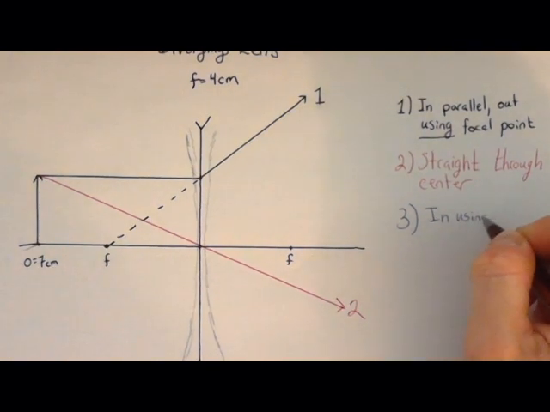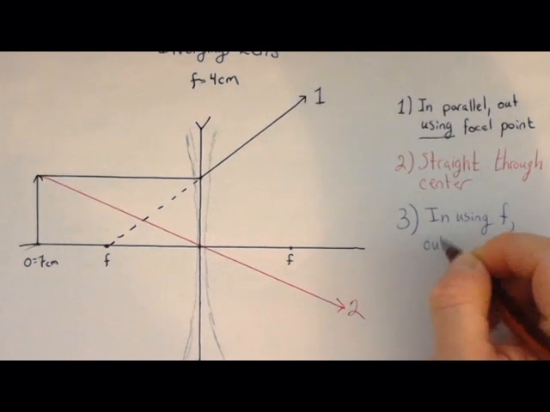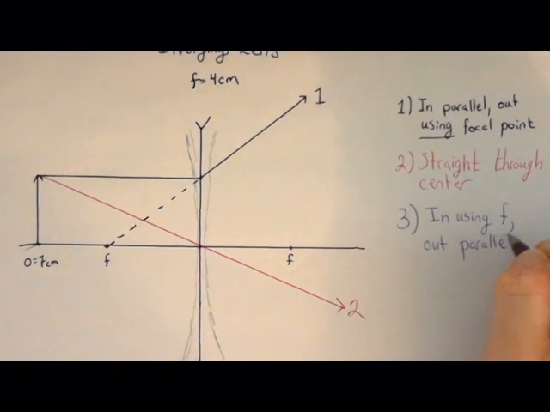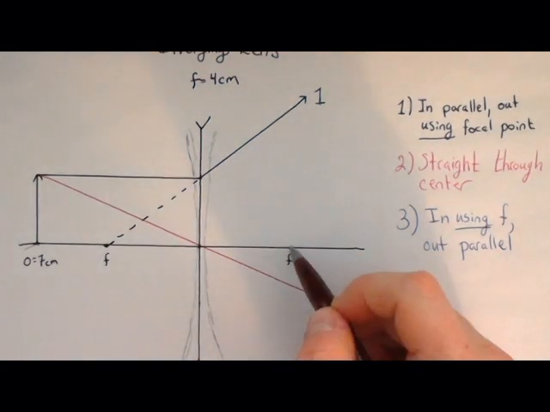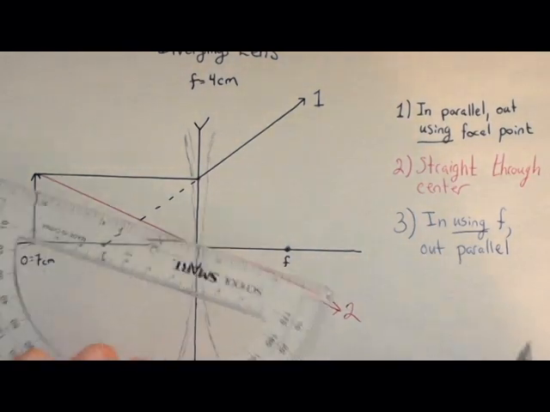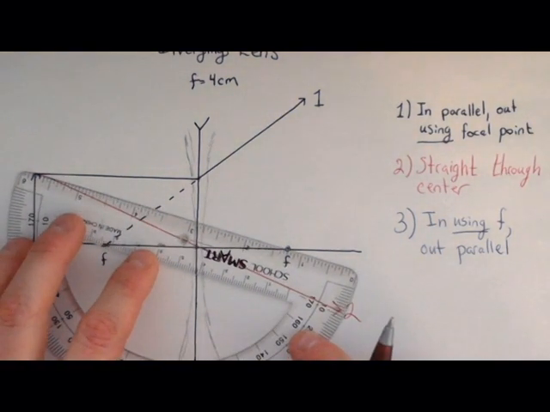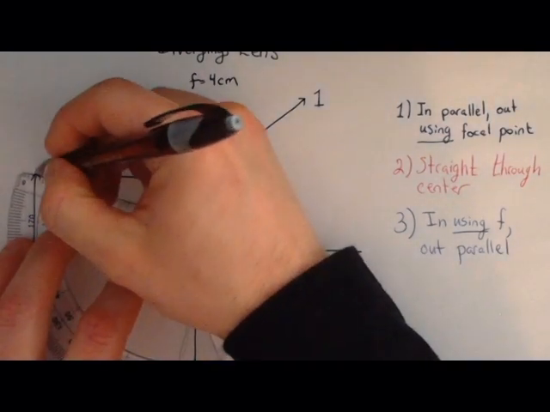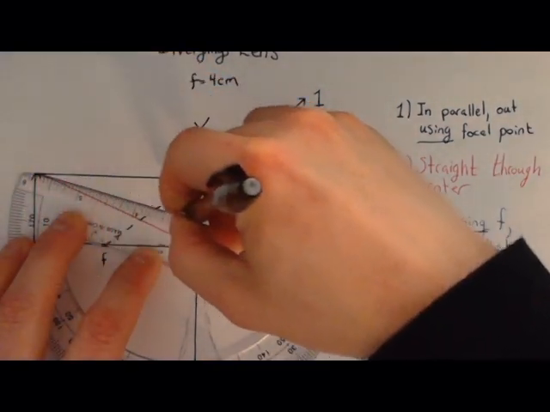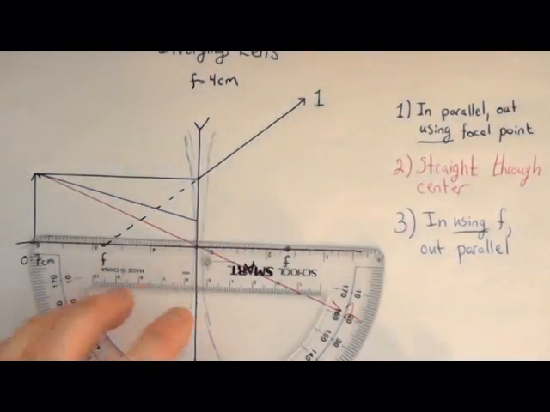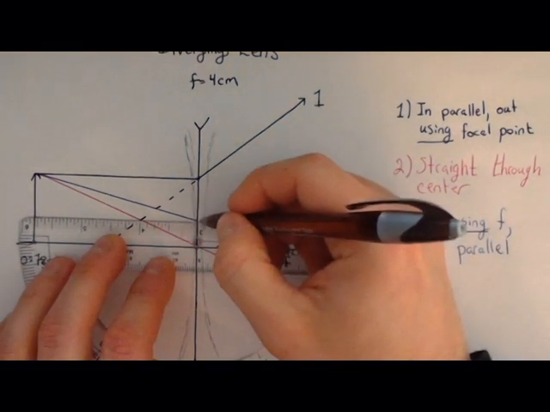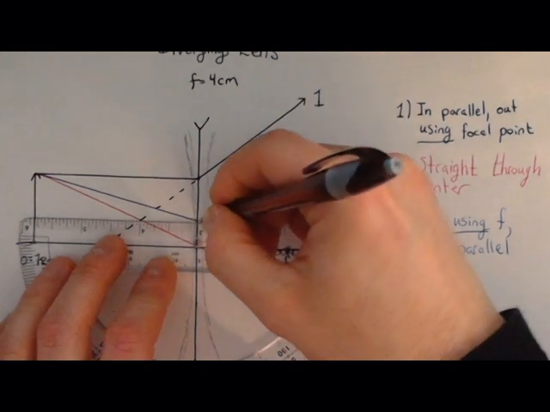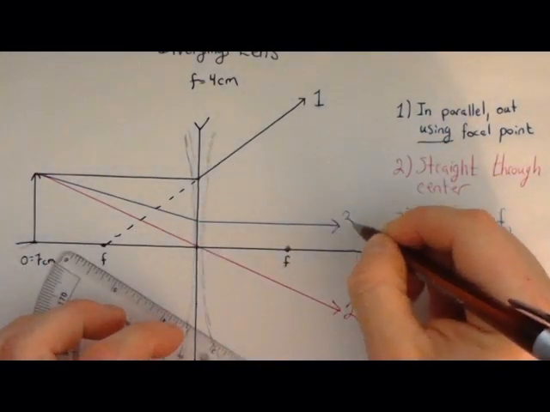in using focal point out parallel. Again, you'll notice I'm using the word using. Now, in this particular case, I've already used this focal point. Can't use it again, which means I have to use the other one, this one over here. So I'm going to come in as if I were going for that focal point. Like so. See how I'm headed for it, but then I hit the lens, and instead of continuing on, I go out parallel to the optical axis. So there's ray number three.